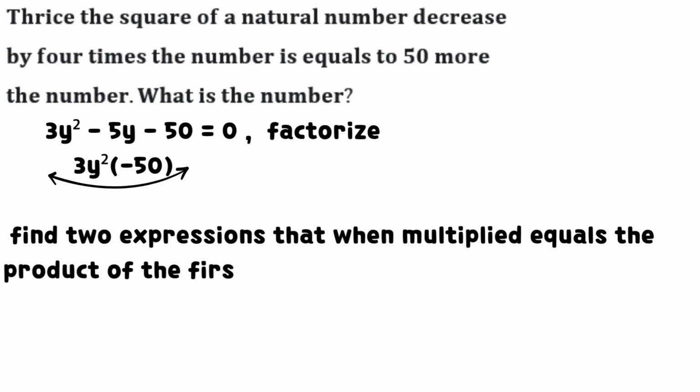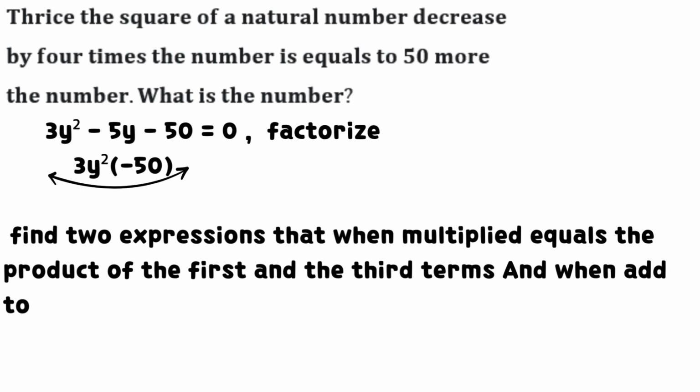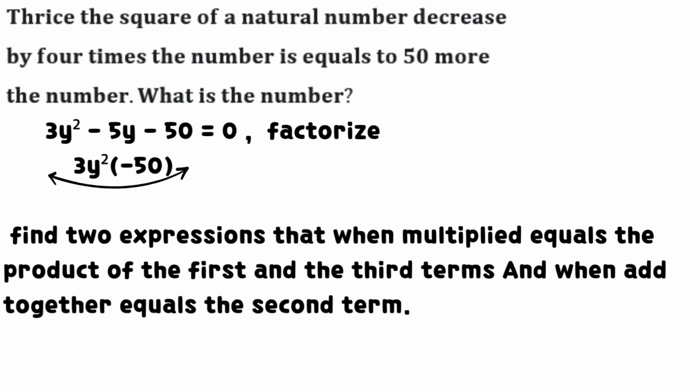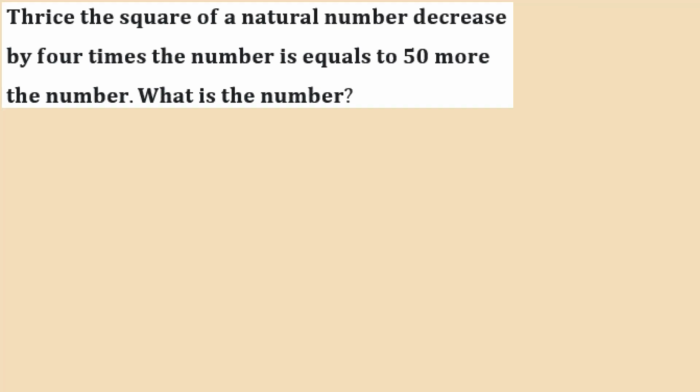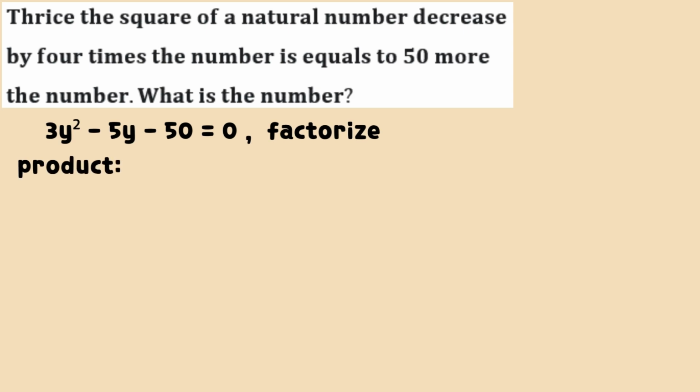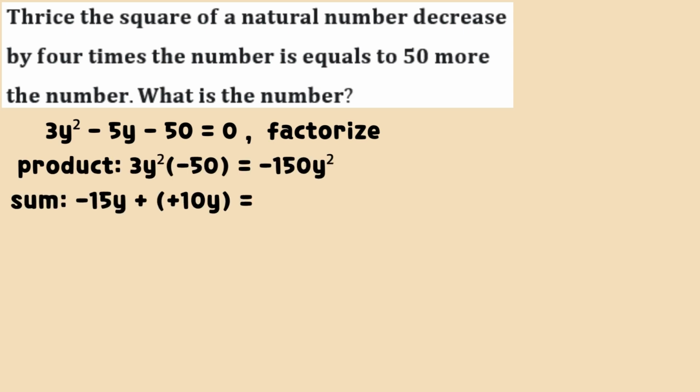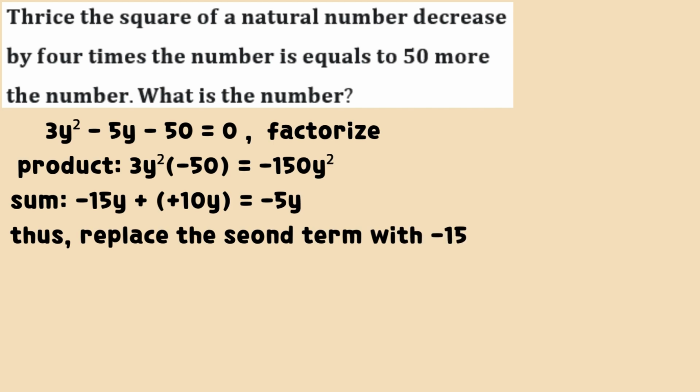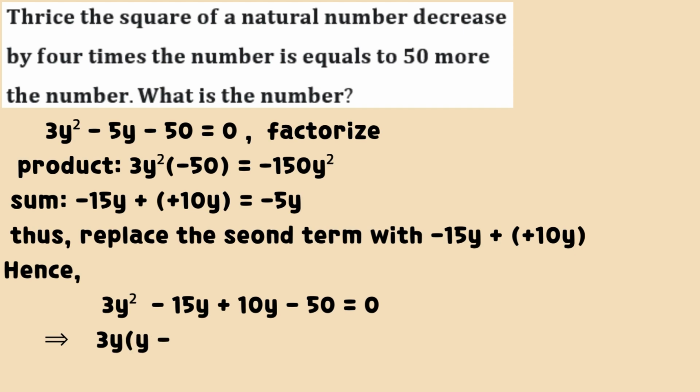Find two expressions that when multiplied equal the product of the first and the third terms, and when added together equal the second term. The product is 3 times the square of y times negative 50, which equals negative 150 times the square of y. The sum is negative 15 plus 10 times y, which equals negative 5 times y.